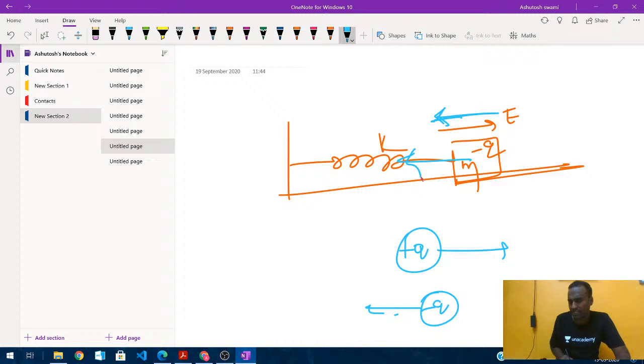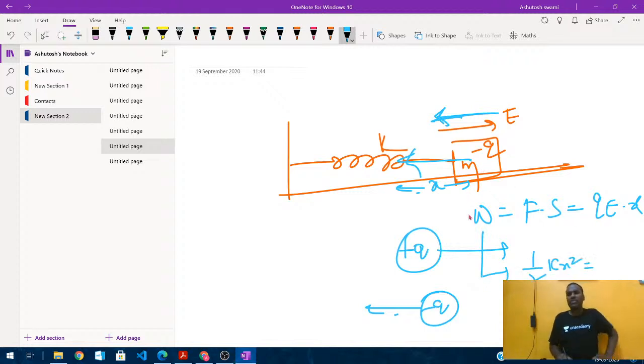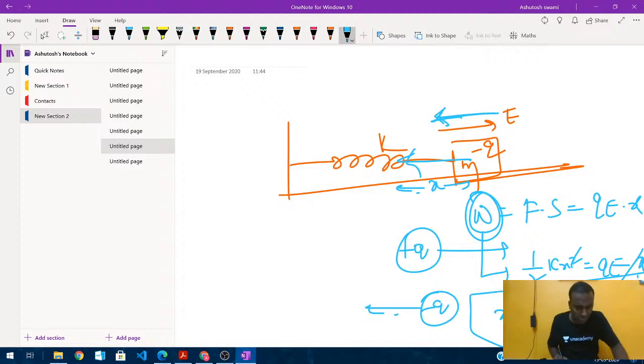So it will compress. So the work done is equal to force into displacement. So what is the force, students? QE, and displacement, let us suppose the compression is x, so QEx. This must be equal to half kx square. Whatever work has been done is stored in the form of electric potential energy. So QEx equals half kx square; x gets cancelled, and x is equal to 2QE by k. I hope you understood, students.